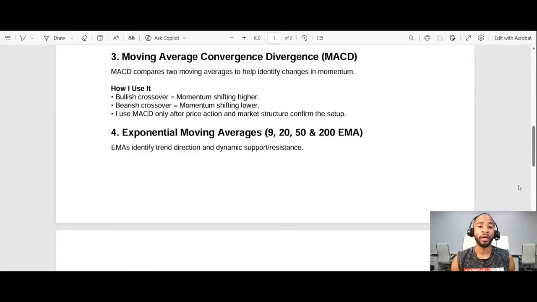Number 3, the MACD. How I use it. A bullish crossover equals momentum shifting towards the upside. A bearish crossover means that the momentum is shifting towards the downside. I use MACD only after price action and market structure confirms the setup.